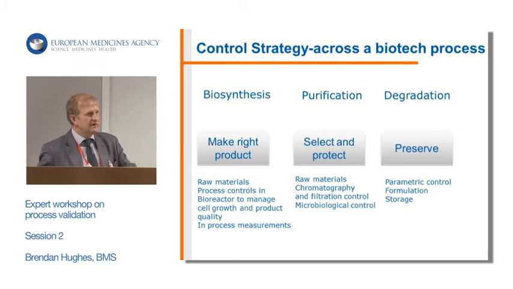In the downstream, our main activity is to try to select and protect what we've actually made. If we make the correct product, how do we ensure that that's maintained in its integral form? And finally, as we move towards drug product, how do we preserve that? So when we think about continuous process verification, we need to think about how much we can define about these controls so that as we look at data streaming off a process, we can have the confidence that every batch is going to deliver the product quality we need.